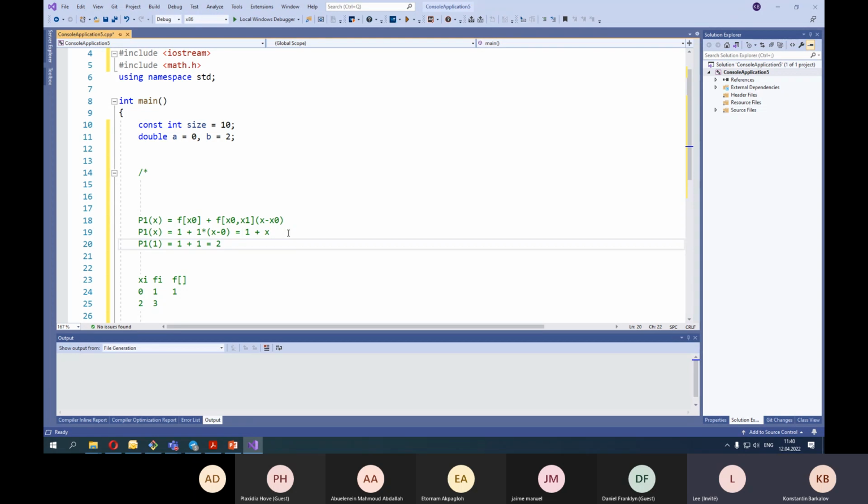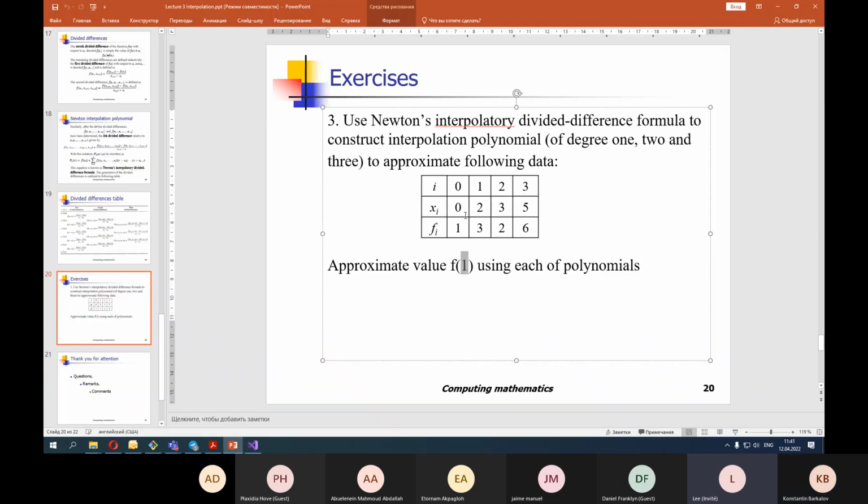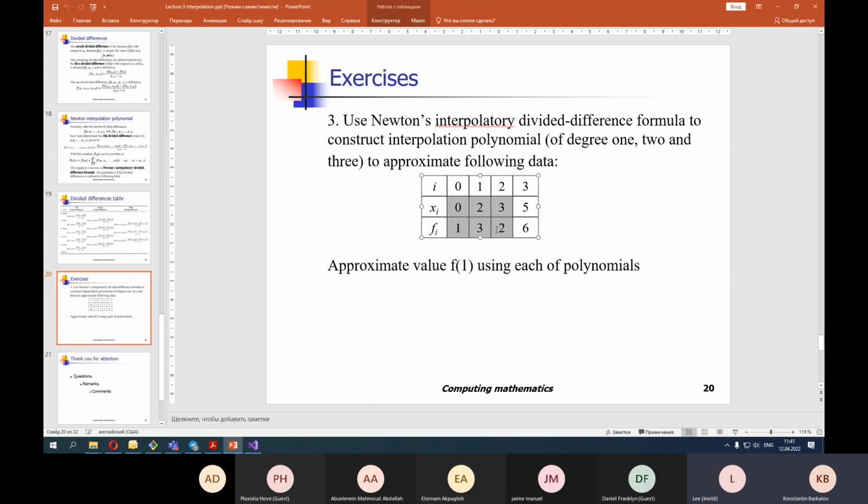The function value can be approximated by the value of the polynomial. Well, very good. Let's make the next step. Let's find a polynomial of degree 2 using these 3 points. The first 2 points still be the same, 0, 1 and 2, 3, but we add one more point, 3, 2.